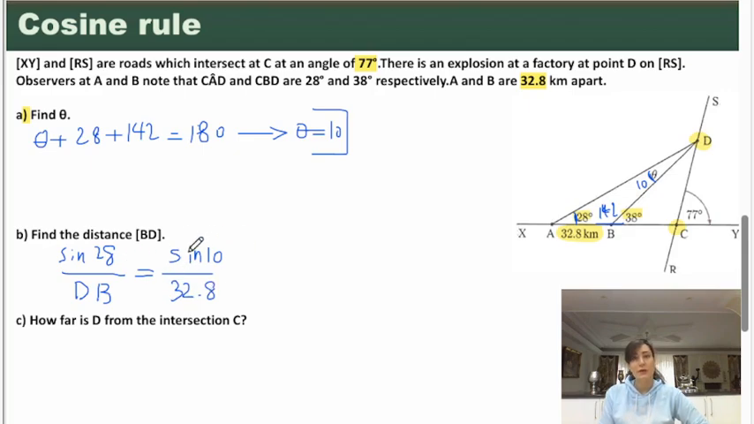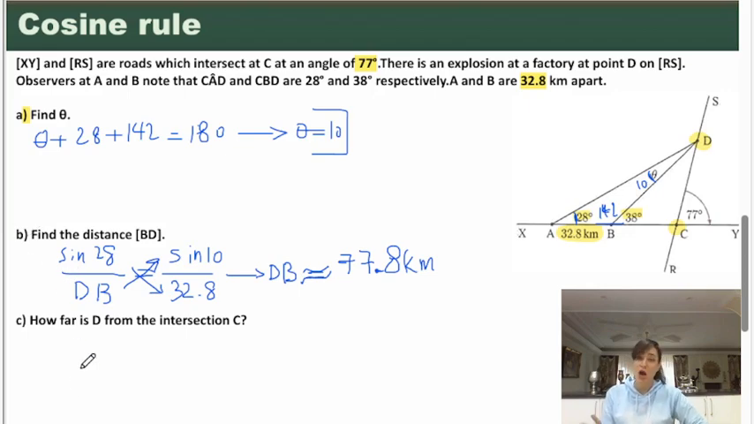Now if I calculate with the calculator the sine of 10 and the sine of 28, and use cross multiplication, I will find the length of dB. So dB is approximately 77.8 kilometers. So the unit is kilometer. I find dB here. We are done for part B.